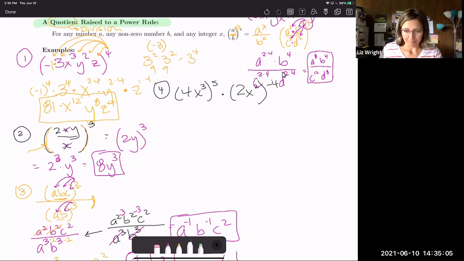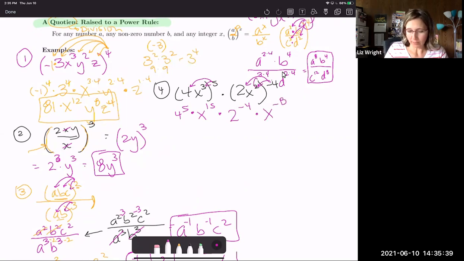All right, let's try it. First, look inside your parentheses, see if there's any addition or subtraction, and there's not. So let's go ahead and distribute this in. So distribute the 5 in, distribute the negative 4 in. Don't let the negative 4 scare you. It's just a negative. So we're going to have 4 to the 5th times x to the 15th times 2 to the negative 4 times x to the negative 8th.